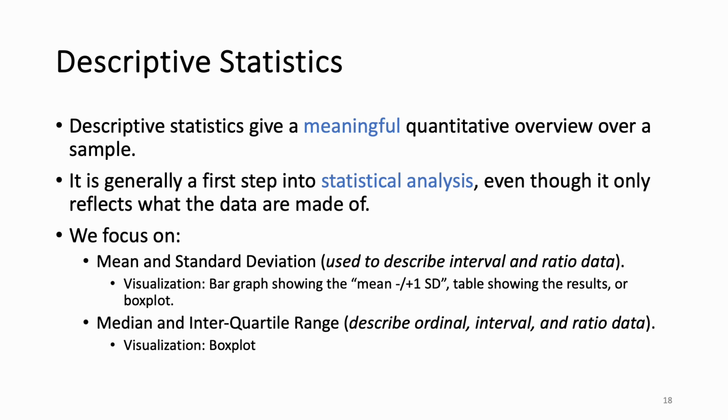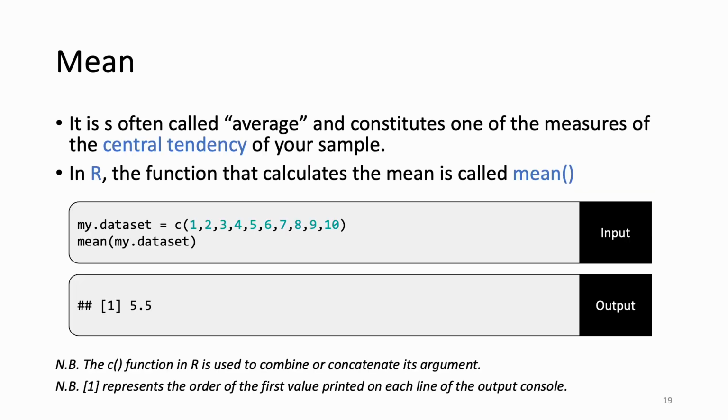We also have the median and the interquartile range, and you use these descriptive statistics when you have ordinal, interval, or ratio data. Specifically, in particular, it's used when you have ordinal data. To visualize these descriptive statistics, the median and the interquartile range, you use box plots. Okay, so let's start with the mean.